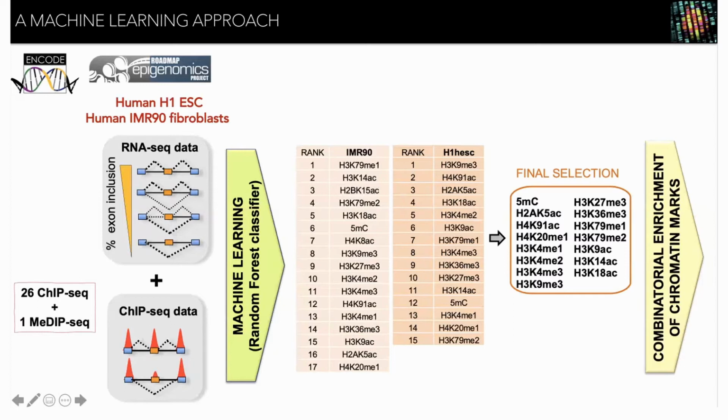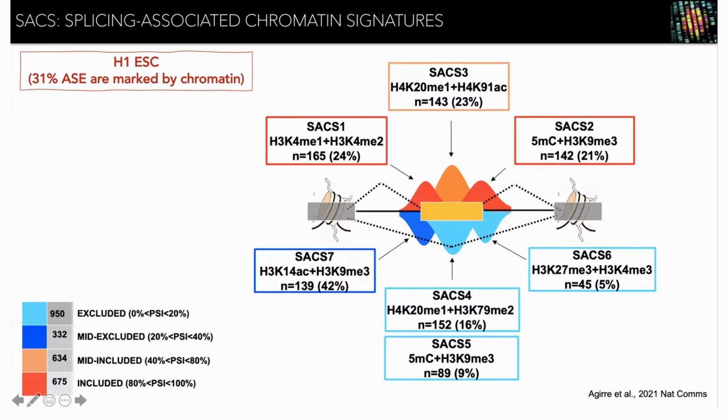So she started looking at co-enrichment of two histone marks, and she did two histone marks because that's the first step, that's the easy one. Co-enrichment of two histone marks at an alternatively spliced exon by category, and also by position, at the exon upstream or downstream. And she would only keep the combinations of histone modifications that were enriched only at a specific category and at a specific position. What she found is that effectively there are 7 different splicing-associated chromatin signatures that we call SACS.